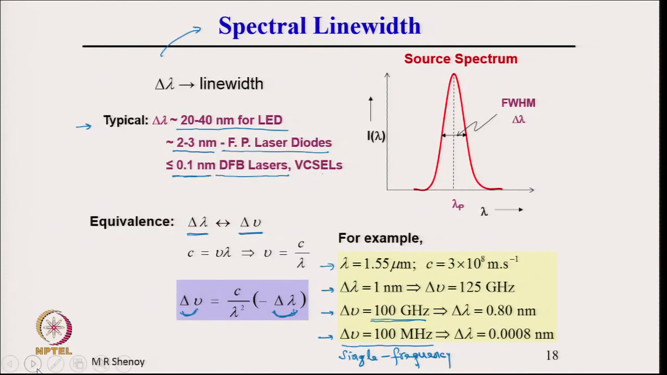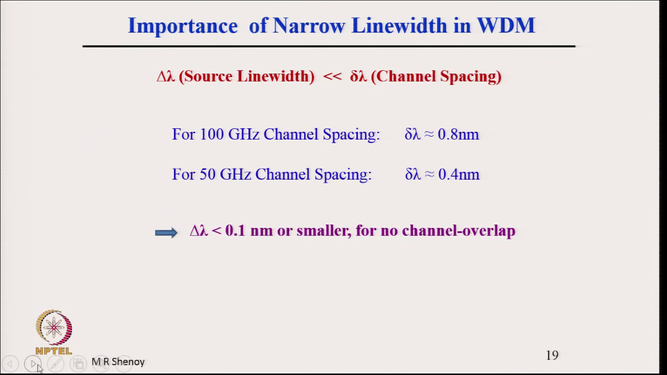Now, with this let us go back. Now, if we come here, therefore, for a 100 gigahertz channel spacing, delta lambda is 0.8 nanometer. This is between two carrier wavelengths, it is 0.8 nanometer. Now, for a 50 gigahertz channel spacing, delta lambda will be 0.4 nanometer. What about the line width? So, this delta lambda here is source line width, this delta lambda is channel spacing. Now, the source line width must be much smaller than the channel spacing, otherwise the channels will start overlapping. Let me exaggerate it. Let us say you have one channel like this. So, let us say this is lambda 1, the other channel is like this.